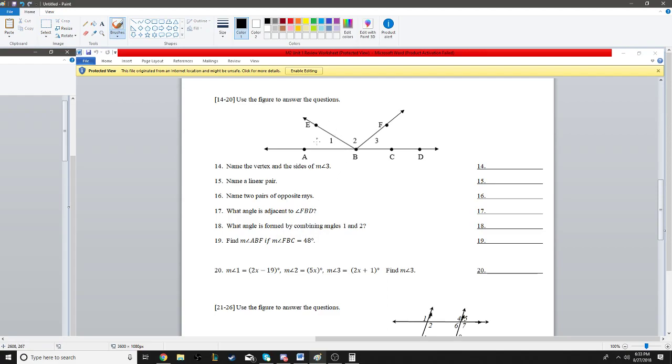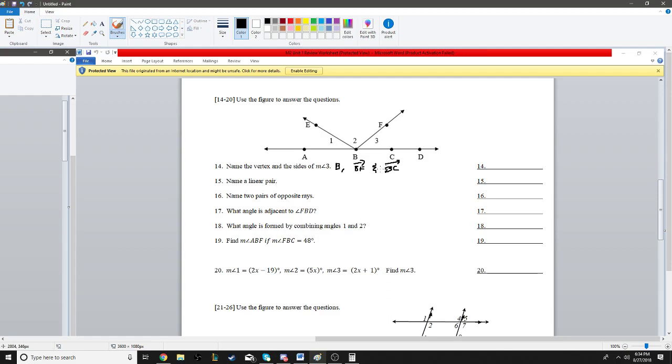Okay, name the vertex and the sides of angle 3. The vertex would be B, and the sides of angle 3 would be ray BF and ray BC. If you called BC BD, that works too.